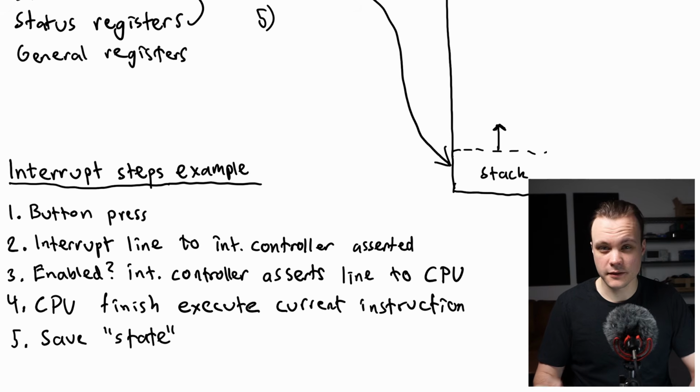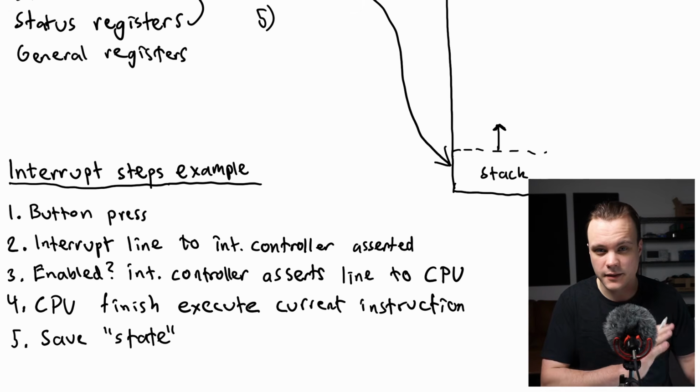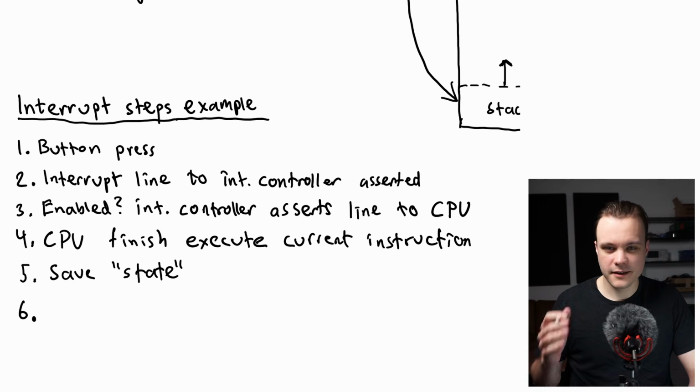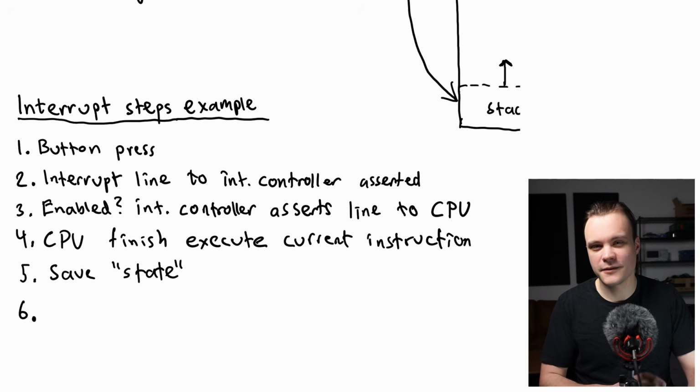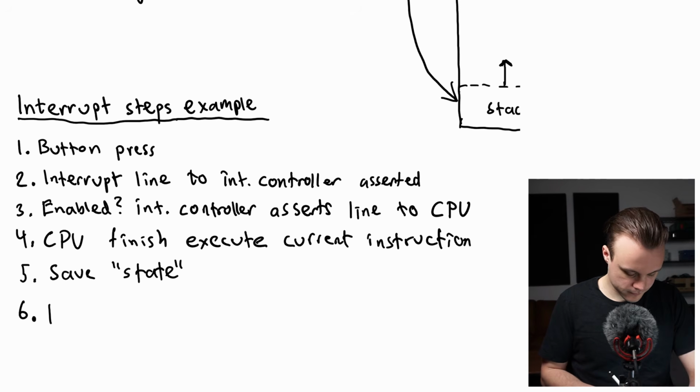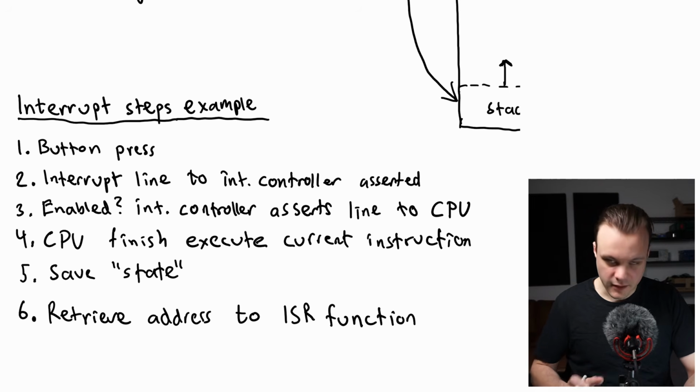And saving the state is going to be done in hardware. So this fifth step here, some of that may actually be done in parallel to the fourth step, so done in parallel as the CPU finishes executing its current instruction. And then when it has saved its state, it's going to retrieve the address to the function that is dedicated for handling the particular event that has just happened. And this function is usually referred to as ISR, the interrupt service routine.